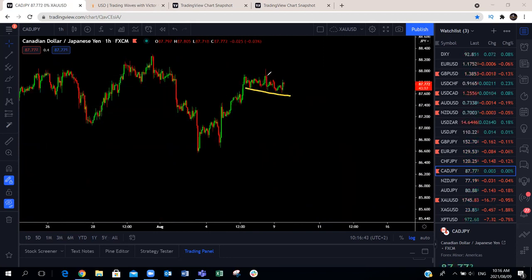This is the continuation pattern that we're seeing here on CAD yen. Not the cleanest one here, so we can even get this doing a structure like this. Then that will be a continuation pattern for more upside. But we are bullish as far as the indicator is concerned.